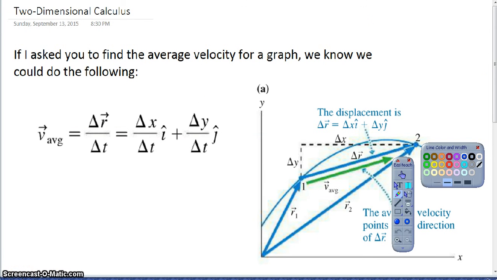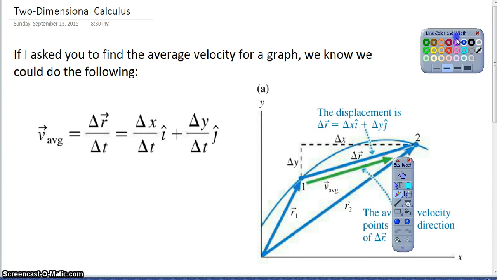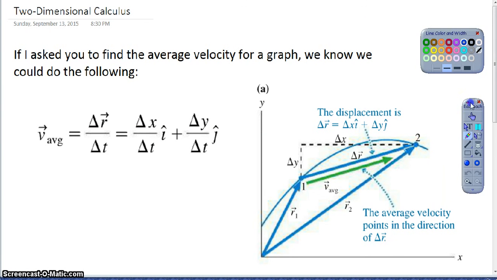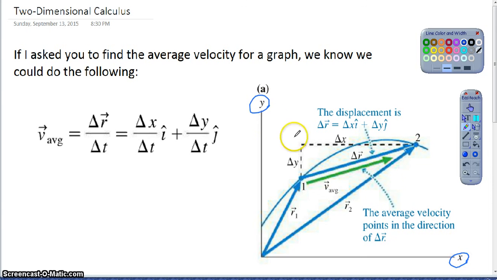So then this is where we get to kind of the fun stuff. This is really where we get to the heart of this second section here. And it looks way more complicated than it is. So if I ask you to find the average velocity from a graph, we know that we could do the following. Now keep in mind, if you actually look closely at the graph here, this is not what we're used to, because it's not a position versus time graph.